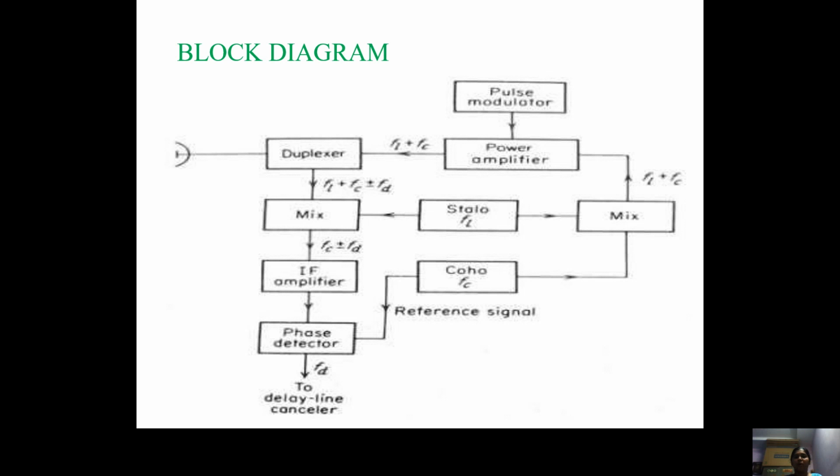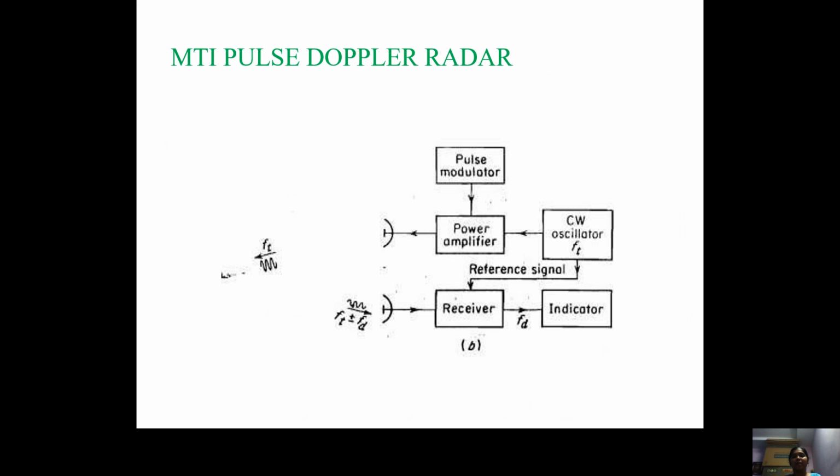Understood? And what was the difference between the conventional MTI radar and this MTI radar with power amplifier? The most significant difference lies in the reference signal, how the reference signal is supplied to the phase detector. If you look at the conventional MTI pulse Doppler radar, which we discussed in the earlier section, this is the MTI pulse Doppler radar which we discussed earlier.